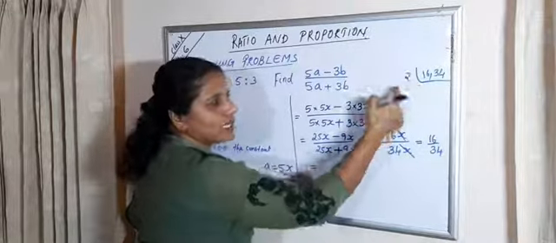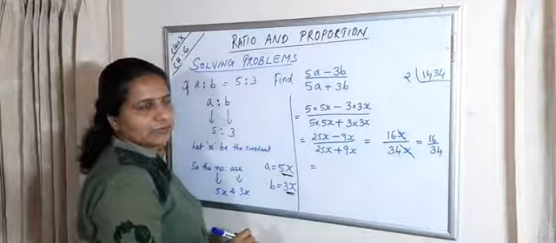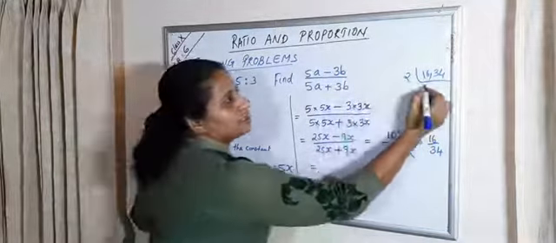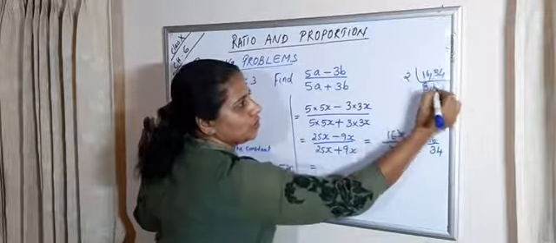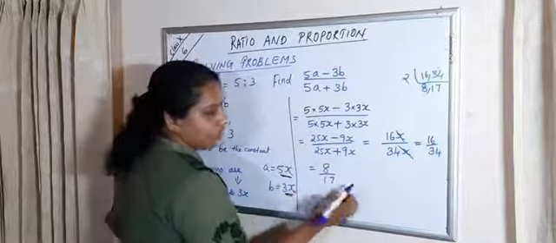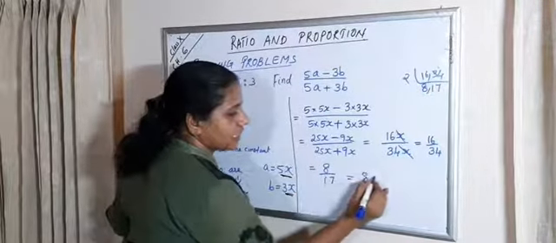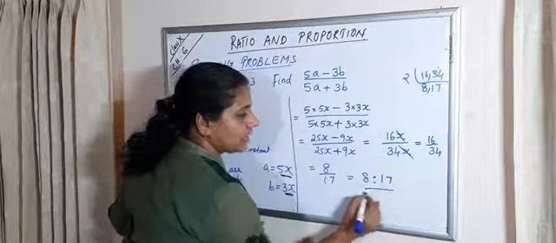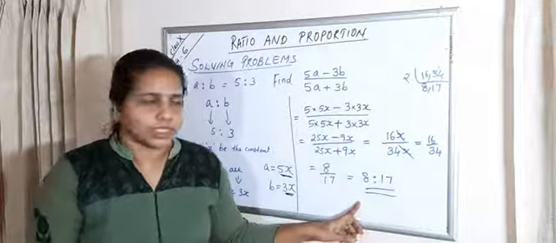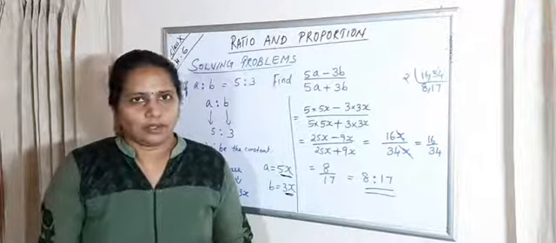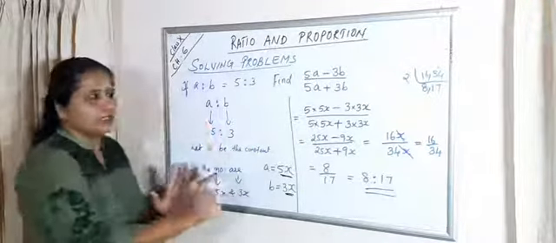I am always using the prime factorization method because I think it is easy. 8 twos are 16, 1 two is 2, 17 twos are 34. So 8 by 17, we can write this as 8 is to 17. Always remember to write in the form of a ratio, that is 8 is to 17. Okay, clear? Any doubt in this question?